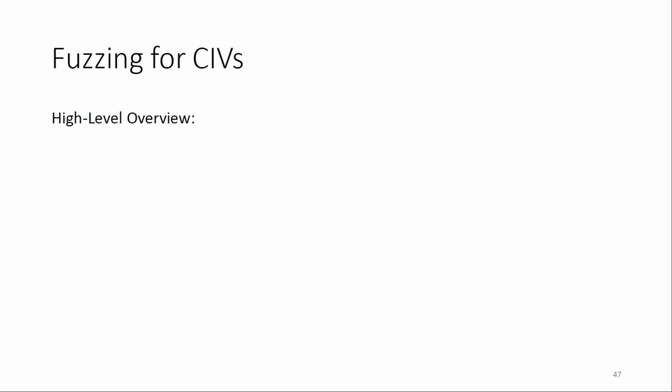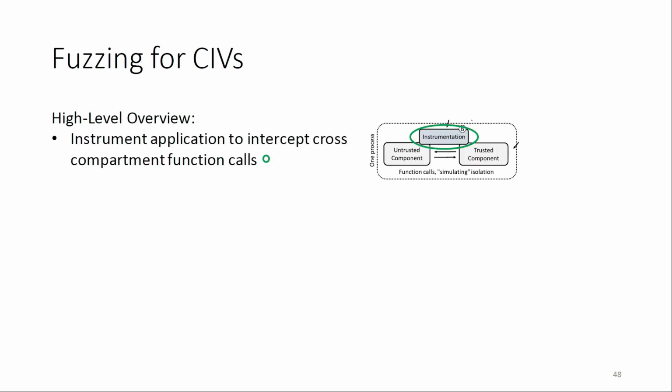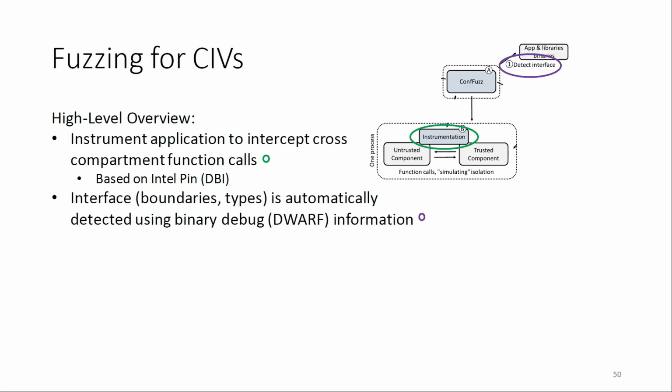So let me give you a quick overview of ConfFuzz. Taking modified applications, we instrument them to intercept cross-compartment calls, and here compartments can be freely defined, for example, a particular library boundary or an internal component interface. We based our prototype on dynamic binary instrumentation using Intel PIN, but also explored other instrumentation approaches like LLVM-based. And the interface between the trusted and untrusted components is automatically detected using binary debug information.